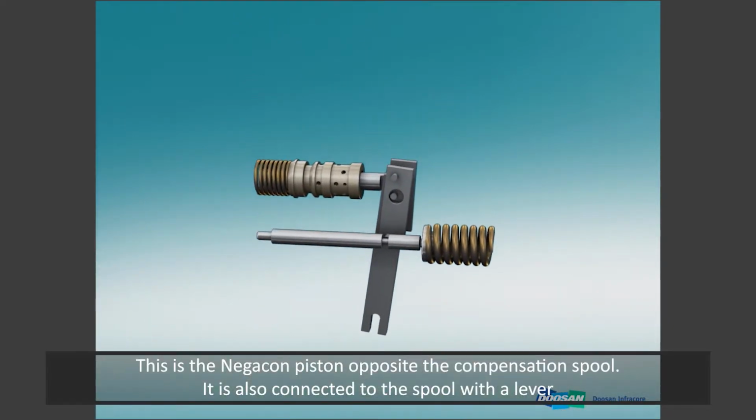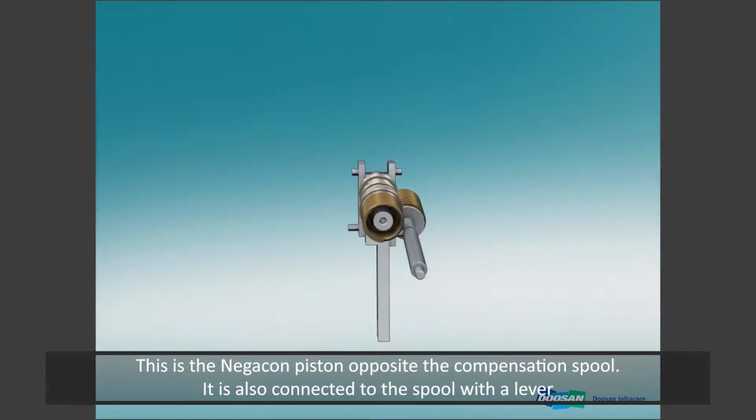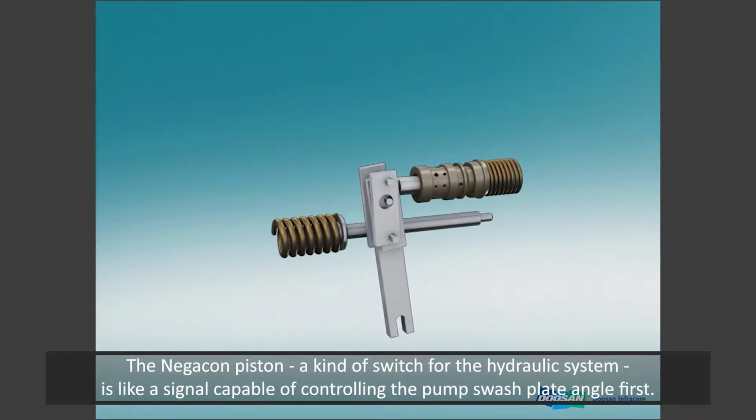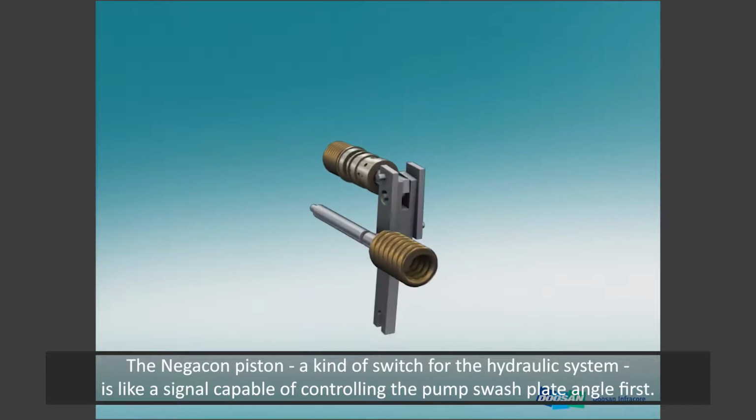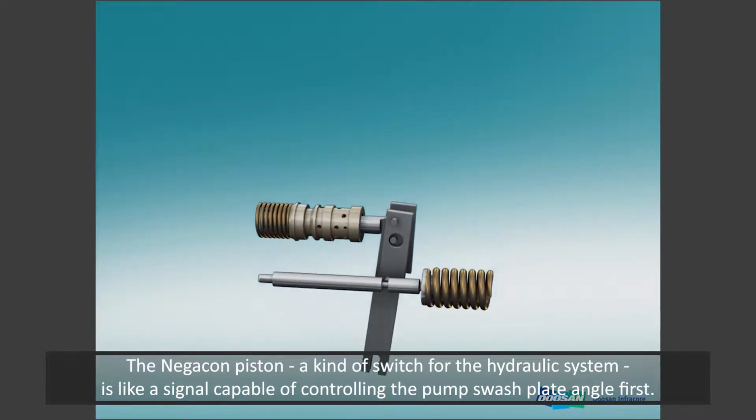This is the Nagaikin piston opposite the compensation spool. It is also connected to the spool with a lever. The Nagaikin piston, a kind of switch for the hydraulic system, is like a signal capable of controlling the pump swash plate angle first.